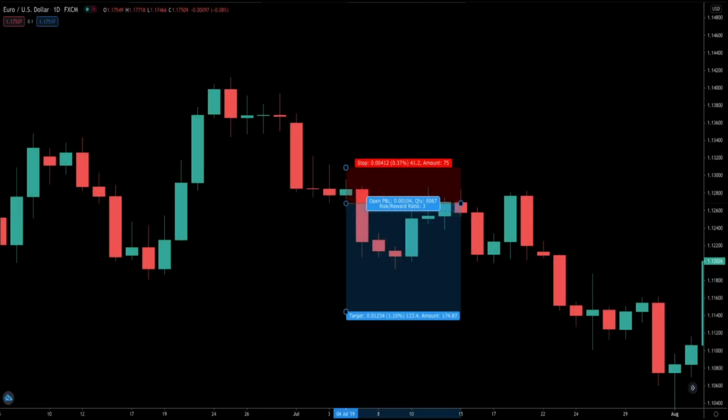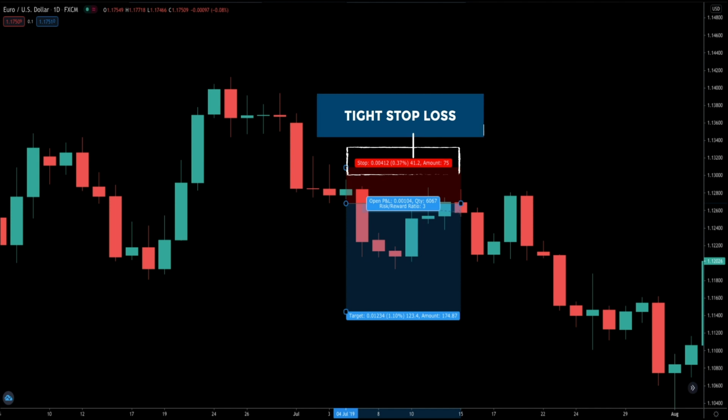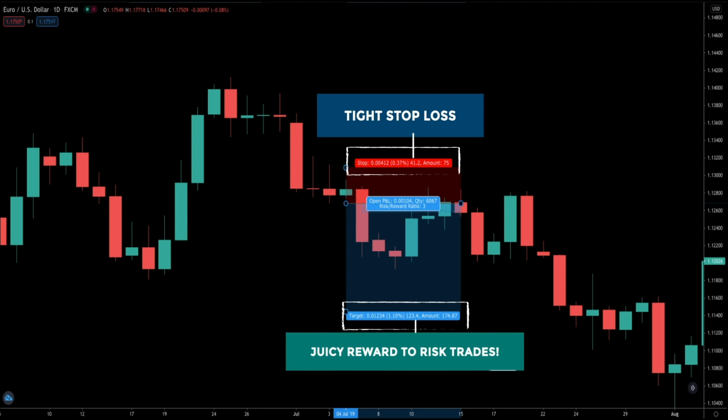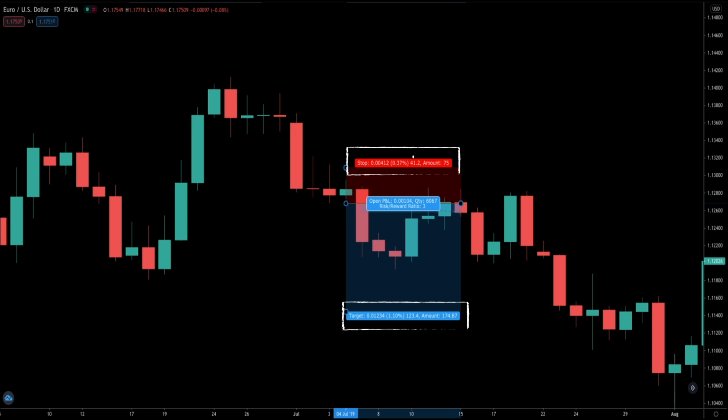Now, what I love very much about the inside bar is that it allows you to get in with a tight stop loss. And because it's like a spring that has the potential to explode massively, you could potentially get a big, juicy reward to risk trade. I'm talking about trades with 1 to 3 or even 1 to 5. Meaning to say that if you risk $100, you could make $300 or $500.